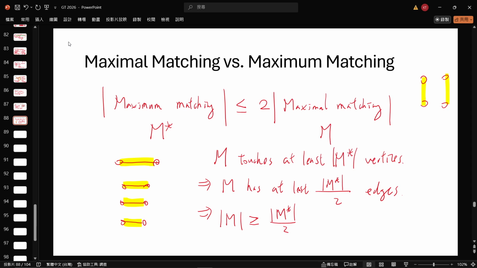This means, for example, you have a maximal matching of size 10. You find a matching that has 10 edges, and it is a maximal matching. This tells you that the maximum matching can have at most 20 edges. So the ratio is at most 2. In some contexts, we say that maximal matching is a 2-approximation for the maximum matching problem.